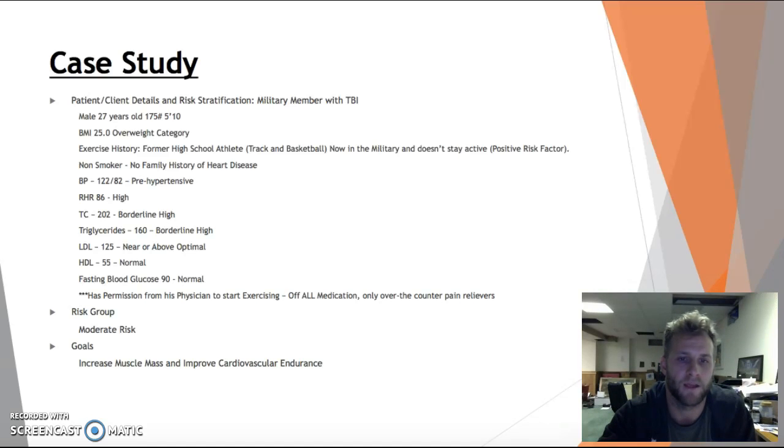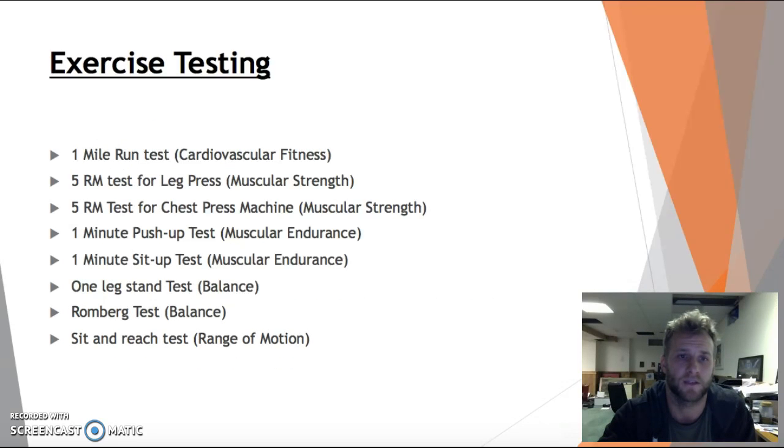And this guy has permission from his physician to start exercising, and he's off all his medications. He is on over-the-counter pain relievers. But other than that, there's no other medications. So I put him in the moderate risk. He wants to increase his muscle mass and to improve his cardiovascular endurance. So for exercise testing, I put him on a 1 mile run, and then I'll go into the reasoning for some of these. The 5 rep max leg press, 5 rep max chest press machine, 1 minute push-up test for muscular endurance, sit-up test for muscular endurance, one-legged stance for balance, Romberg test for balance, and then a sit and reach just for some range of motion.